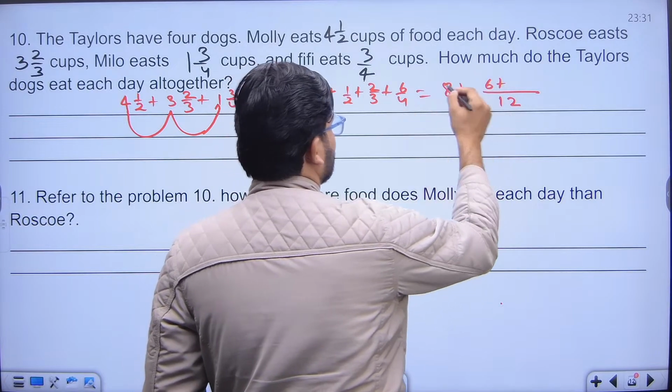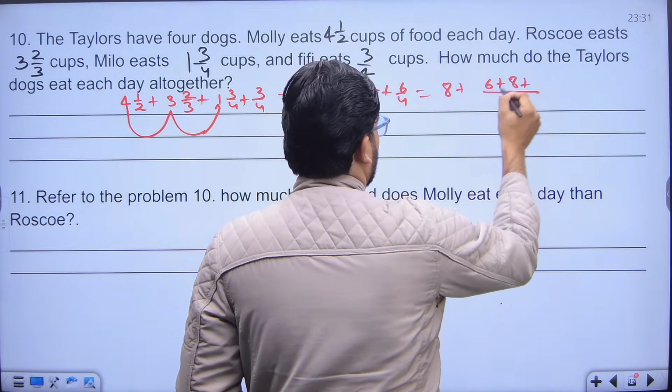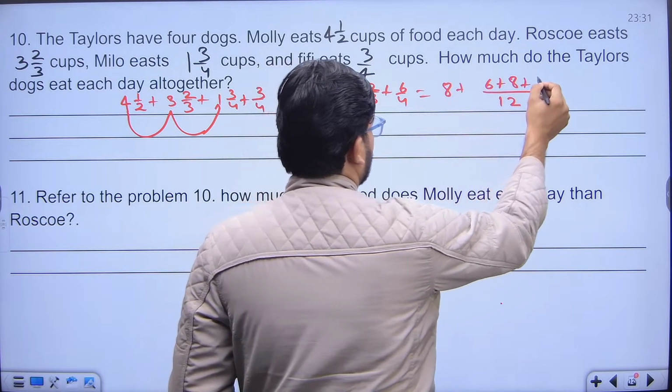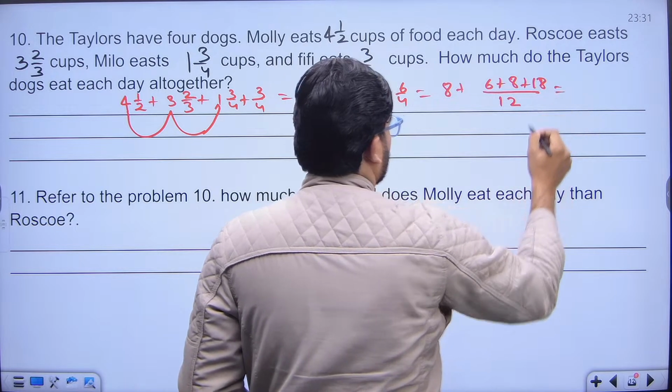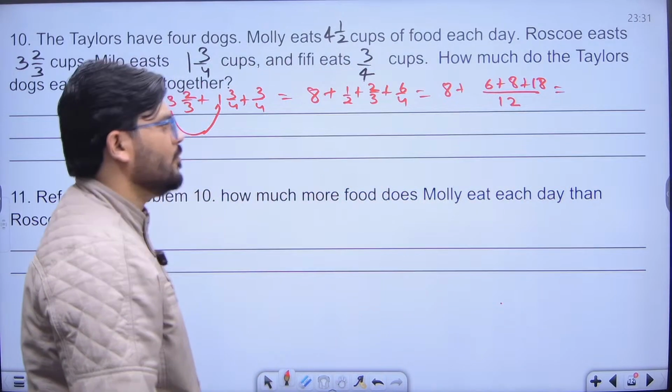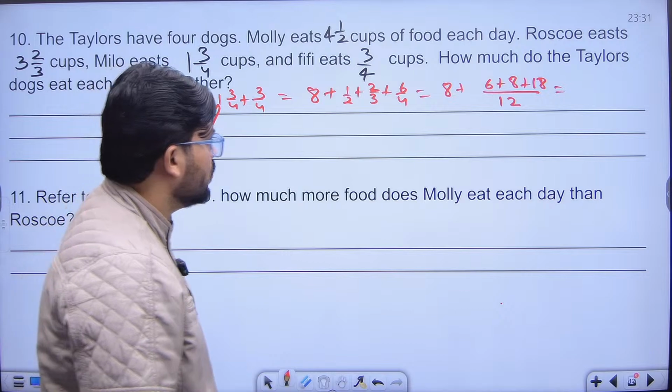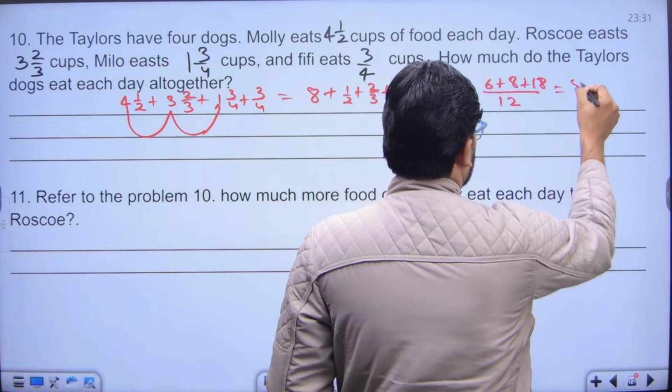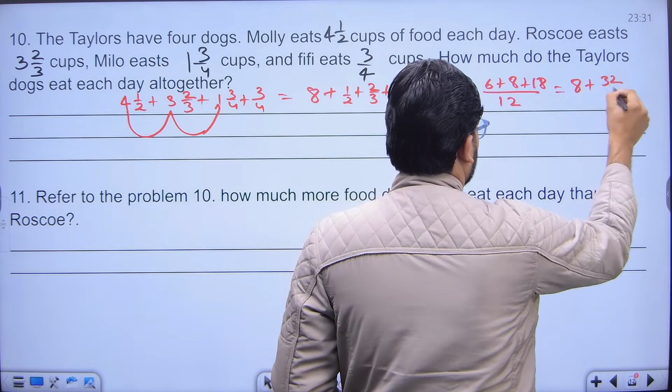3 will go 4 times. 4 into 2 is 8. And 4 will go 3 times. So 3 into 6 is 18. So 18 plus 6 is 24. 24 plus 8 is 32. So you have 8 plus 32/12.